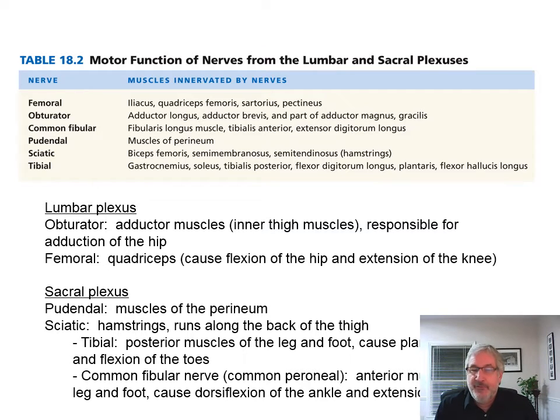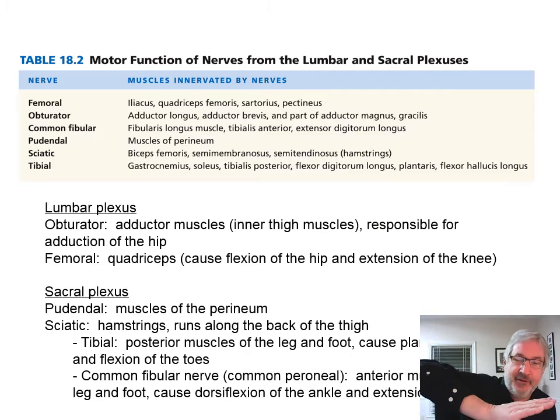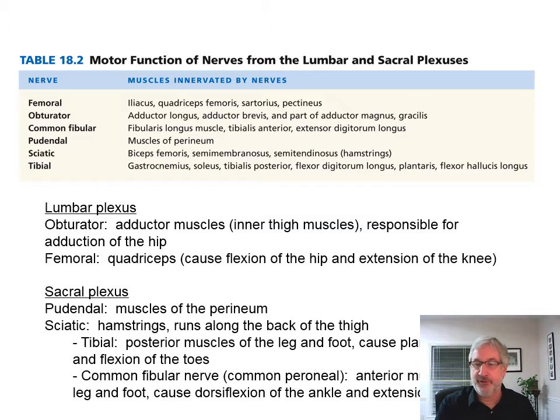So you can think of the tibial nerve, if this is your foot, as helping you do plantar flexion. The fibular nerve is going to help you do dorsiflexion of the foot, because the muscles on the front are going to pull your toes up, and the calf muscles in back are going to pull your toes down.